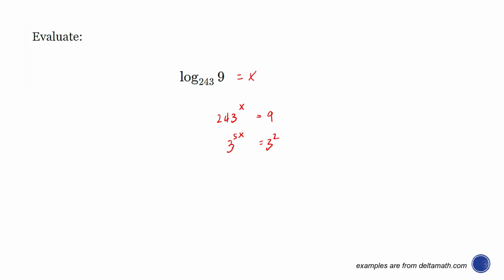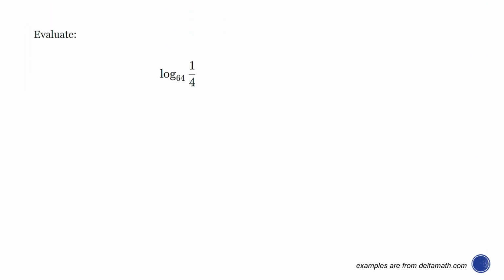All right, so now we can just disregard the base because they are the same. We have 5x equals 2. Divide both sides by 5, therefore x equals 2 over 5. All right. Okay, let's go to the next one. I think this is the last example. Let's see. Yeah, this is the last example.